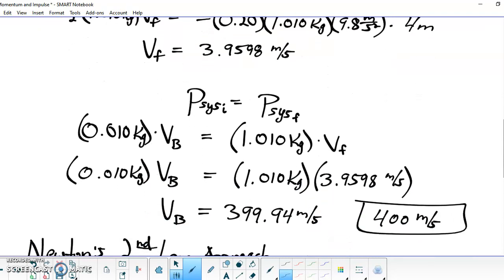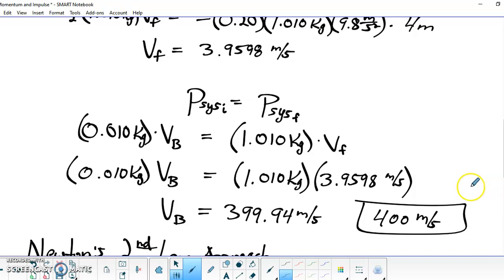That final velocity can be plugged back into our momentum initial equals momentum final. We don't know VB, but now we know VF. Plug that in, and we can solve for VB being 399 meters per second, which is about 400 meters per second for the bullet.